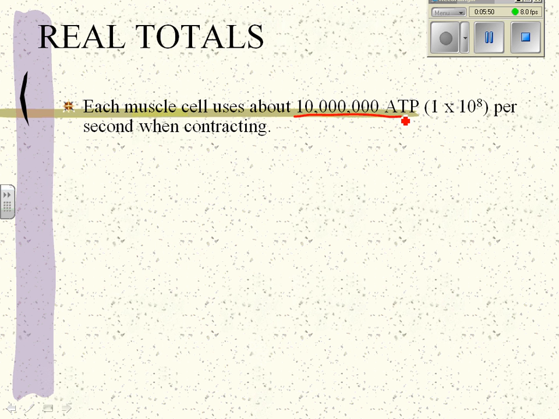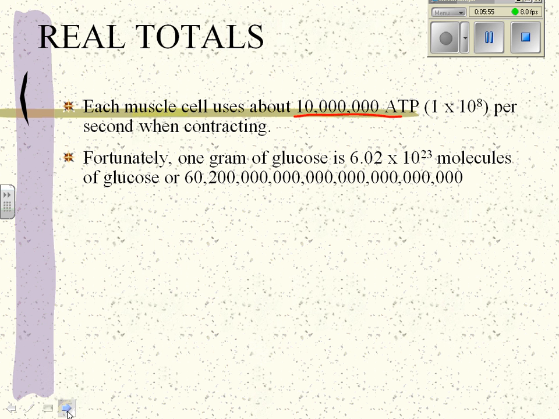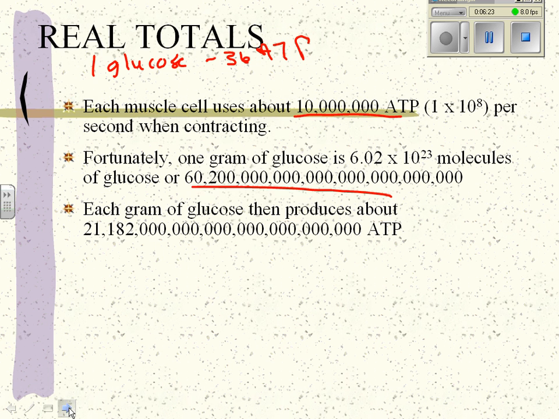That's a crazy number when you think that you only get 36 ATP out of every glucose molecule. We said that one glucose molecule yields 36 ATP. Fortunately, 1 gram of glucose contains 6.02 times 10 to the 23rd molecules, right? That's a mole, Avogadro's number. So each gram of glucose produces about 21 nonillion ATP.